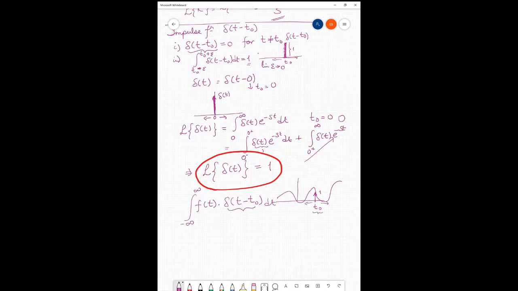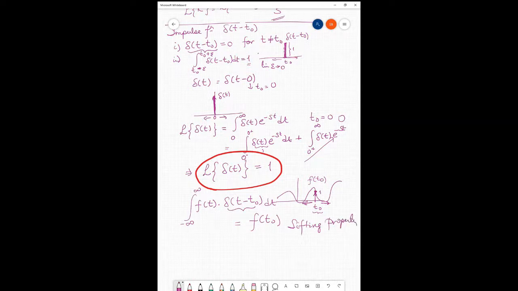So that product is going to have a 0 value for everything apart from t0. But at t0, the Dirac is going to have 1, and this f of t is going to have a value of f of t0. Except at this point, everything on the left and everything on the right is going to be 0. Therefore, this integration should give us a value of f of t0. So this is called the shifting property.